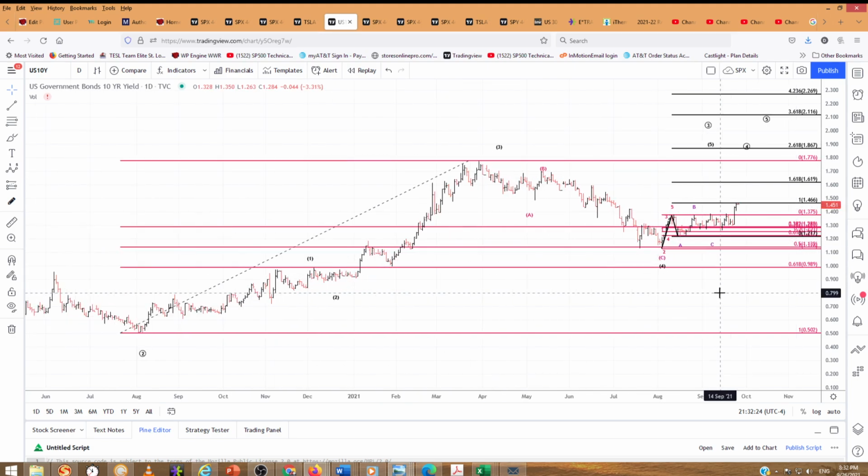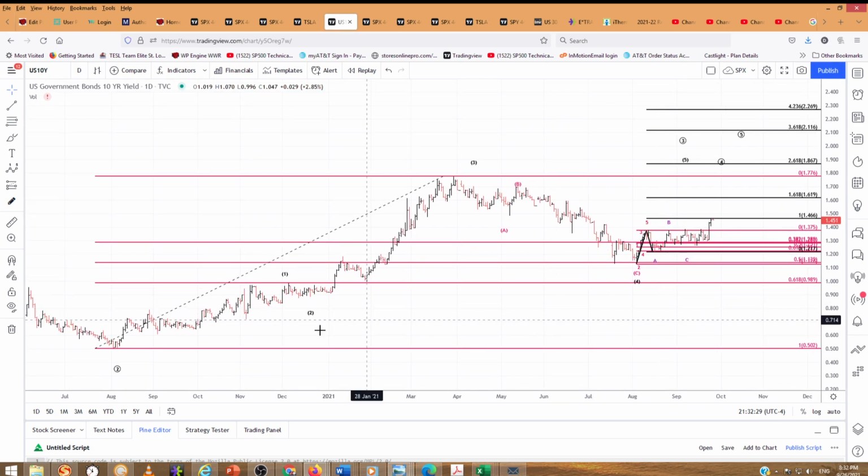I'll probably break that down. I think I wanted to show this because we hit an important target. Okay, so from that 2 low, we have a 1 down, a 2 up, a 3. I'm sorry, a 1 up, a 2 down, a 3 up, and here's 4. And there's the targets, and there was the perfect Fibonacci 50% retracement target, and it hit it.